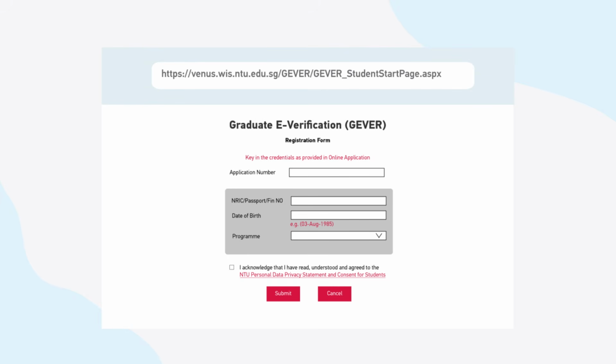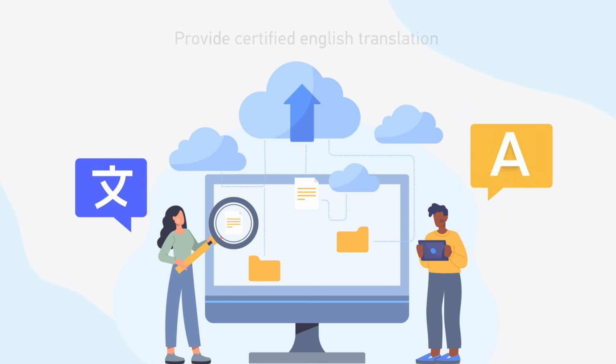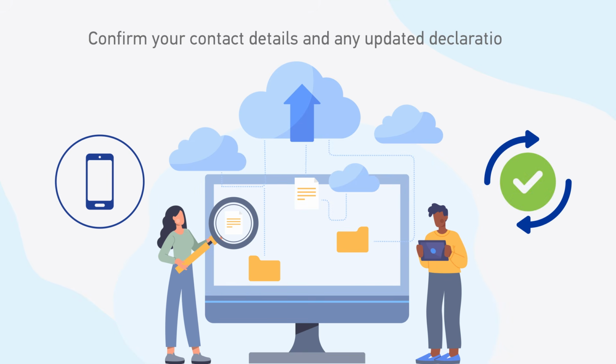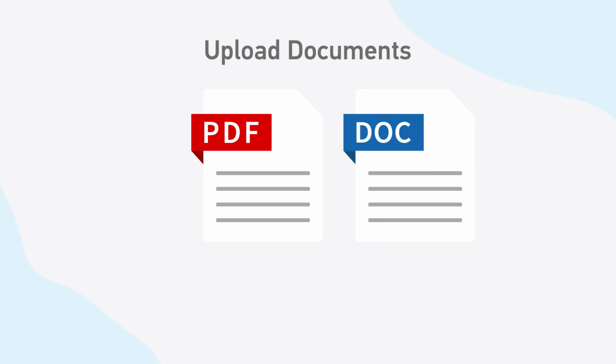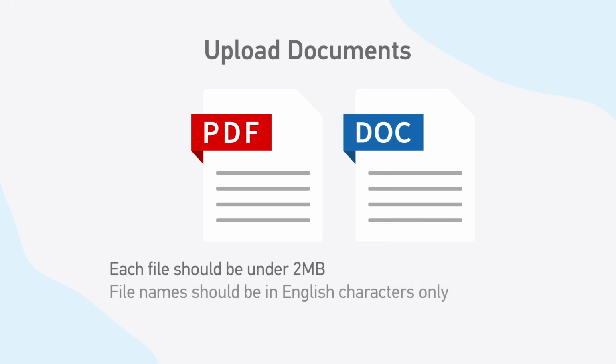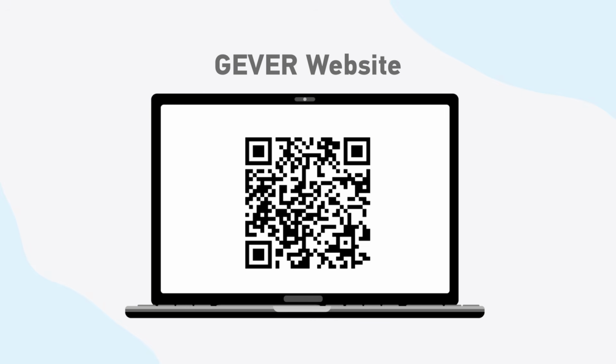This is where you will upload your latest documents. If any of your documents are in a language other than English, please provide certified English translations. You will also need to confirm your contact details and any updated declarations. When uploading your latest documents, please note a few important requirements. Each file must be under 2 megabytes, and file names should use English characters only. Even after you complete the verification, you may still upload additional documents later if needed. You can pause the video to scan the QR code for direct access to the GVER login page or return to it after watching the full recording.